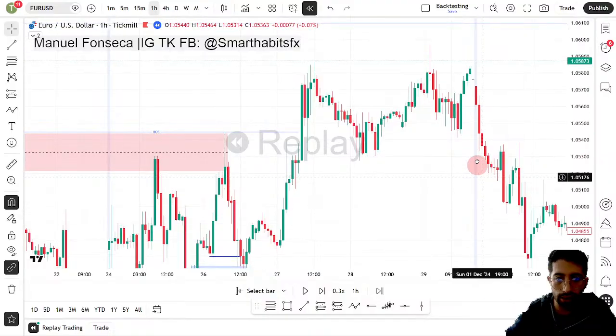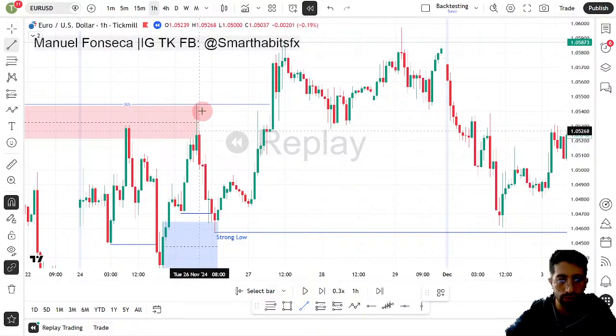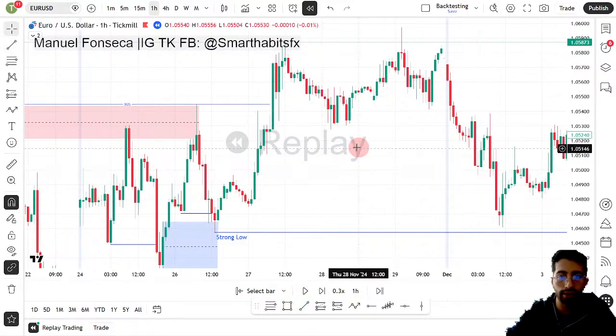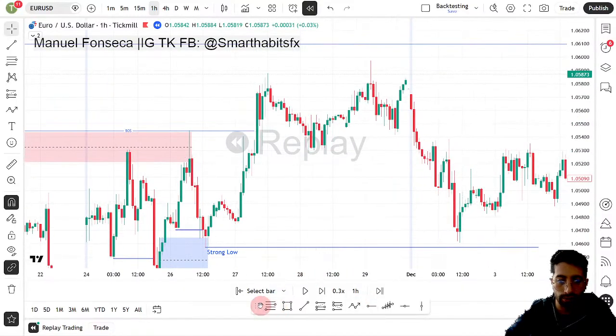Great, now let's look at the next. We have this break of structure right here, and then we have here this BOS, break of structure, and now we're gonna look for the end of a range. Okay, the end of the range. The end of the range will be right here.